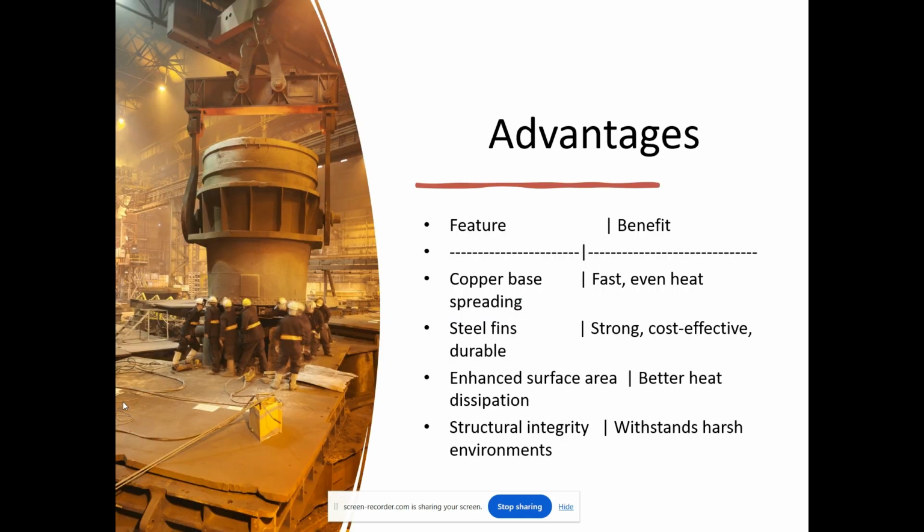So what are the advantages of our structure? First, the copper base: fast and even heat spreading. So copper base inafanya faster heat spreading lakini evenly, right? Then steel fins, they are strong, they are cost effective, and they are durable, kama tungeamua kutumia that sub-assembly as a heat sink. Lakini enhanced surface area, so better heat dispersion kwa sababu ya zile fins zimeongeza surface area, so we have better heat dispersion.